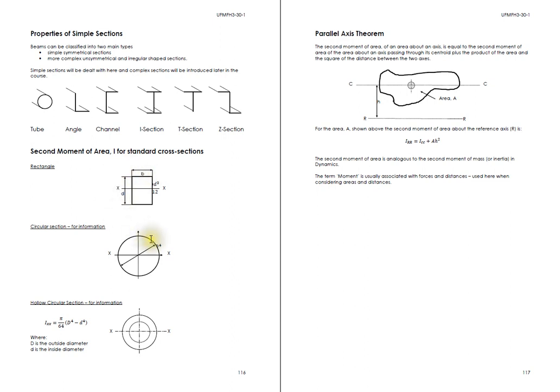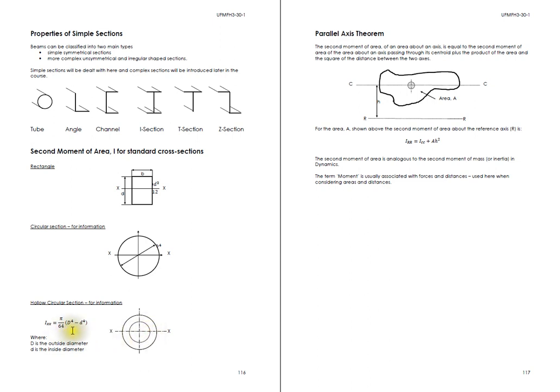Now the other thing is that we could have a problem where we're just going to deal with a circular beam, so we're going to throw those formulas in. Be careful here, because the second moment of area is pi divided by 64, and big D is referring to the outer diameter, and little d is referring to the inner diameter.